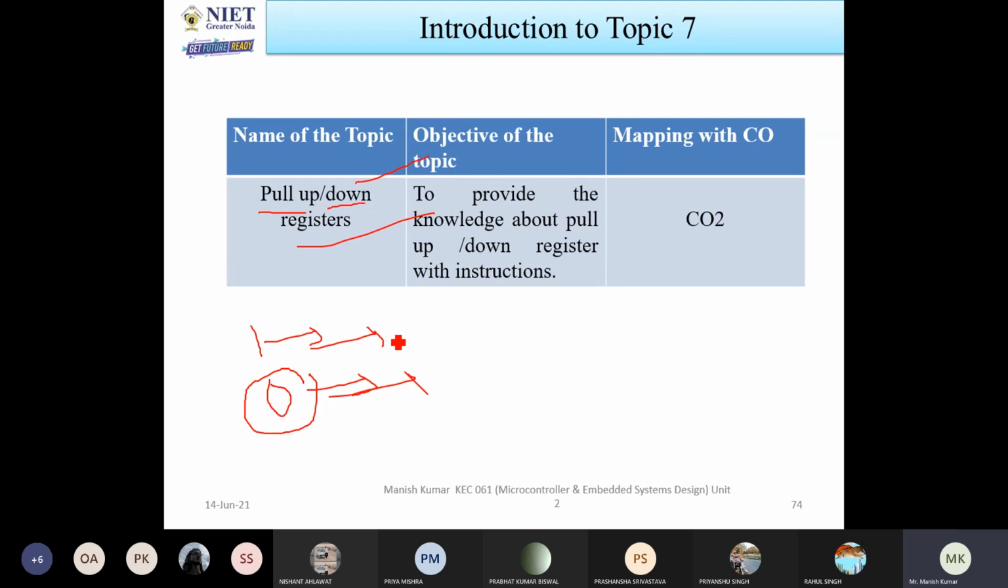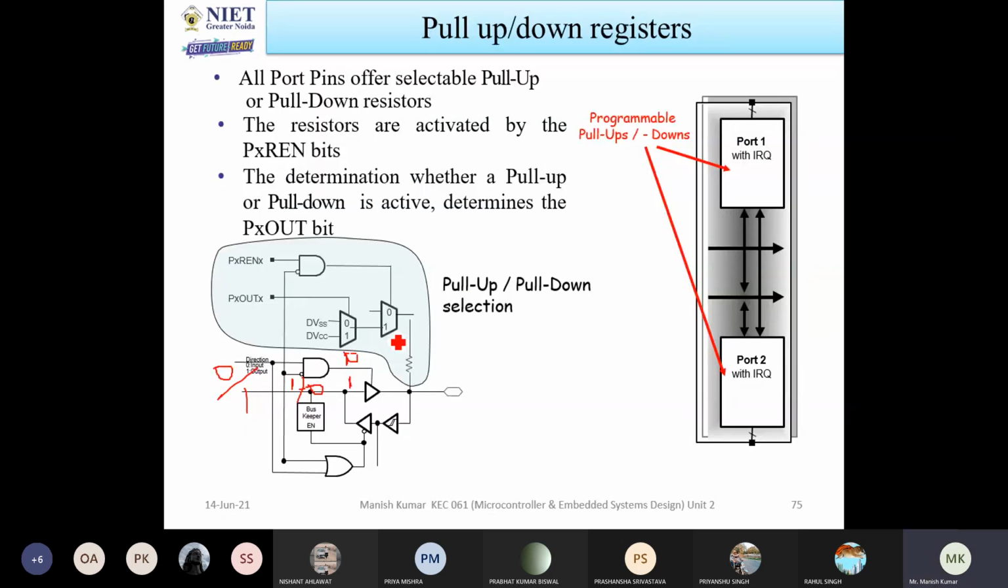But this circuitry is available on the MSP 430 board. We don't have to connect from outside. So you have to understand how this pull-up and pull-down register will work. Now you can see all port pins offer selectable pull-up or pull-down registers. So it will depend upon you which port you want to use as pull-up or which port you want as pull-down. Just consider in the right side pin diagram, port 1 and port 2.